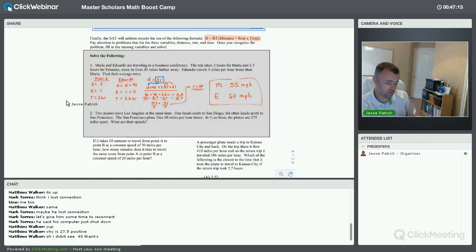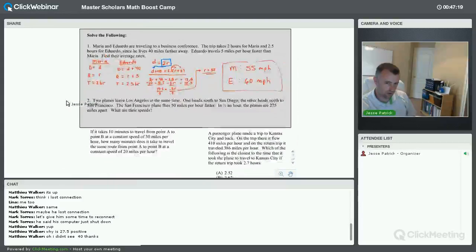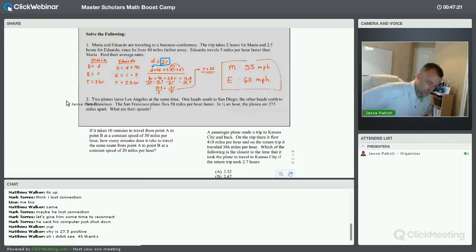So normally, this is what you'll get. You'll get something like a system of equations. I try to give you one that's a little trickier for the second one. I haven't necessarily seen this one on the SAT yet, but I want you to be ready.